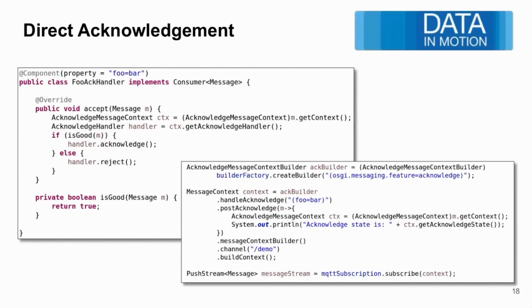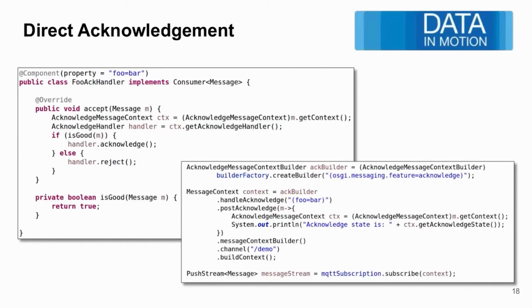For a direct acknowledgement, the user uses this specific API, like an example. This includes the acknowledge message context builder. The example shows how you can retrieve that over the message context factory service. And this special builder has additional methods to provide callbacks that configure the acknowledgement. You can use Lambda expressions for that.